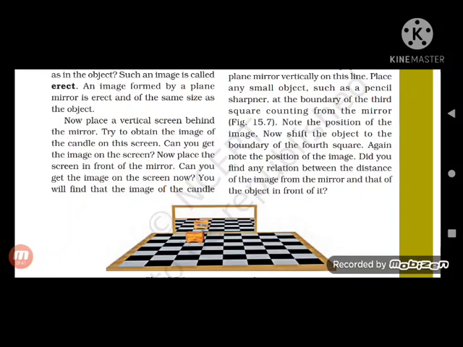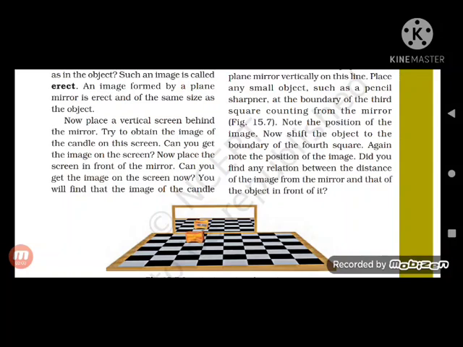Now measure the image and the distance of the image which you can see in the mirror, and note the position of the mirror. Is it the same distance? The distance of the image in the mirror and the distance of the object from the mirror, is it the same? Yes, it will be the same.